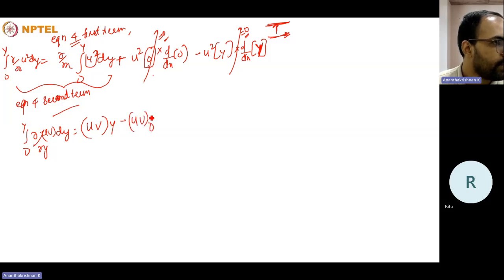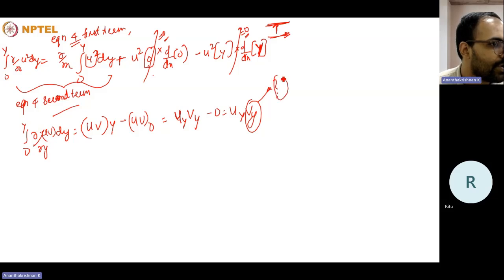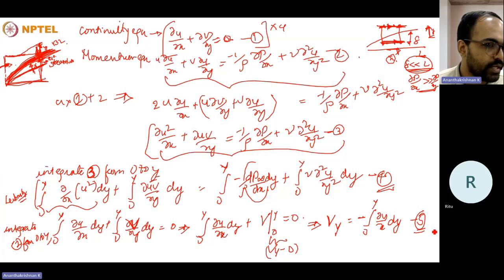So uv at y will be equal to u infinity. v at y, we do not know what will be the y. So therefore we write it as uy vy, and u at 0 is equal to 0, v at 0 is equal to 0 because of impermeable wall. The u is no slip condition, so that will be equal to 0. Therefore uy vy. So this vy is an unknown. So we will get this vy from the integral form of the continuity equation. So that's why we have actually determined the value in the equation 5.